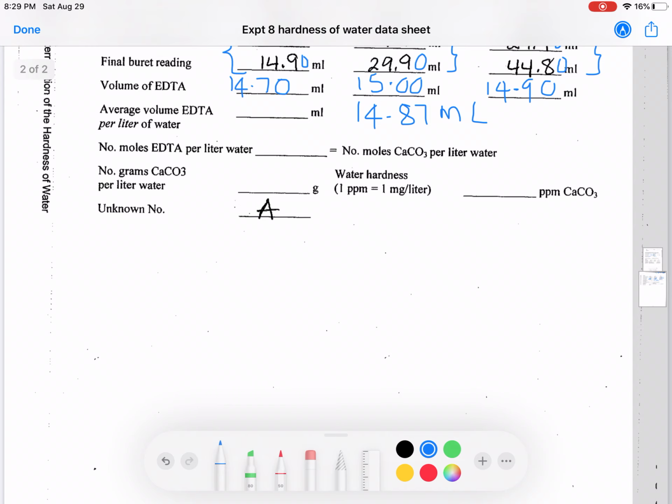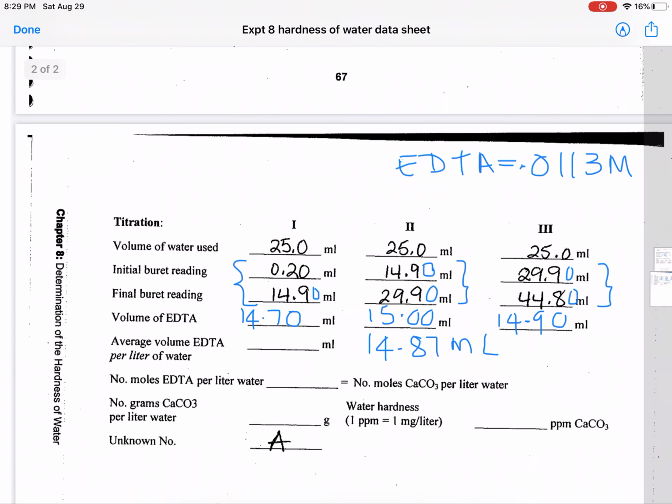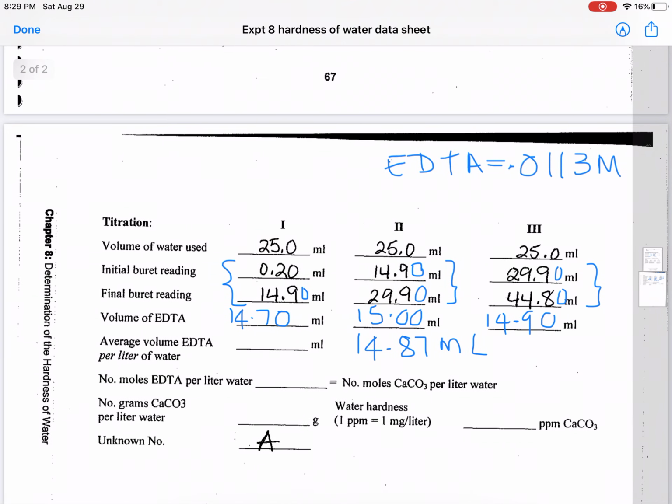Number of moles. We are given the concentration of EDTA, which is 0.0113, and we also know the volume of EDTA, 14.87. By considering these two, we can find the number of moles, right? Moles would be molarity times the volume. Okay. Now, the average volume of EDTA per liter of water.